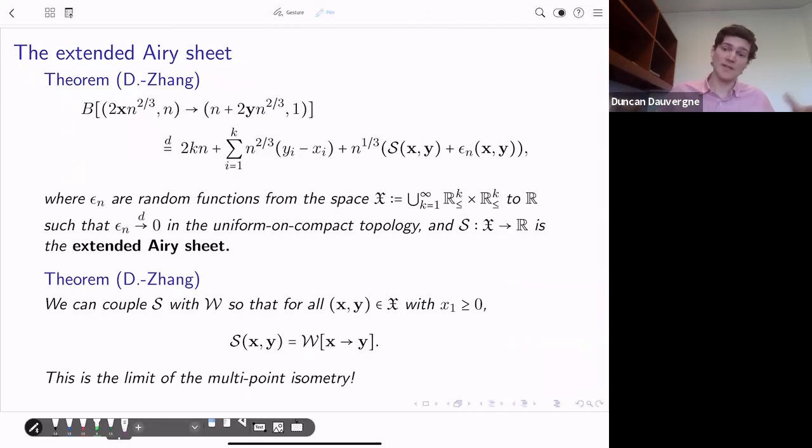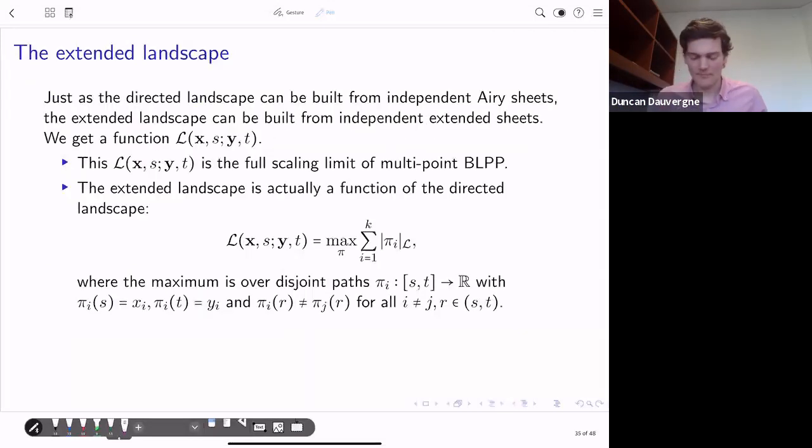So previously we had the limit of a single point isometry. Now this is the limit of the multi-point isometry. So now you have a notion of an extended Airy sheet. Before we had built up this directed landscape from a bunch of independent Airy sheets. This was sort of our 4-point construction before. You can do the same thing with extended Airy sheets, and you get an object which we'll call the extended directed landscape. So this is the extended directed landscape L of X, S, Y, T.